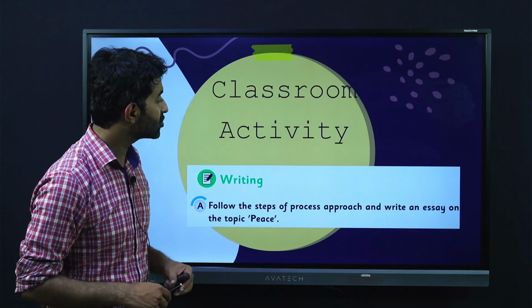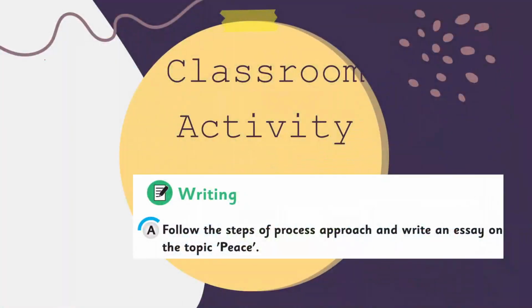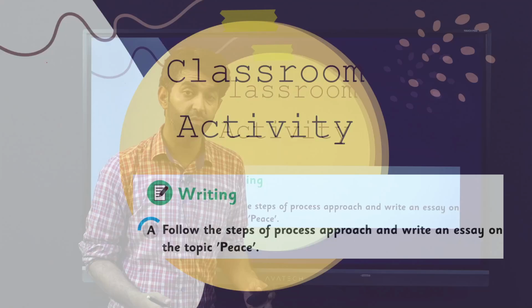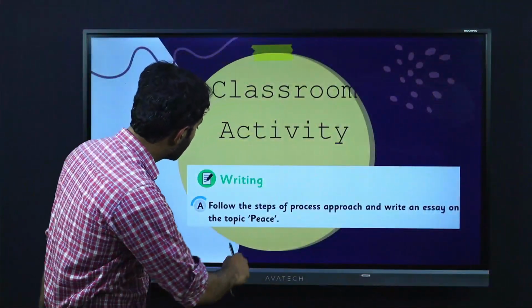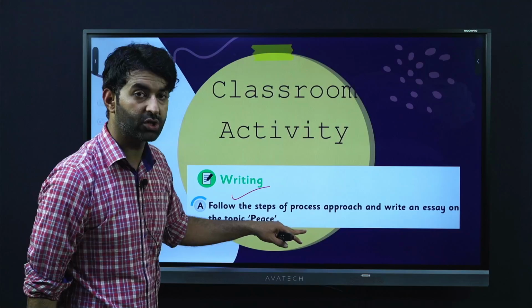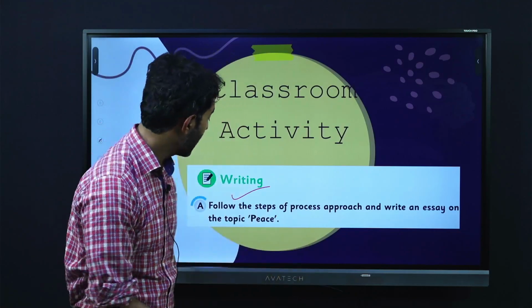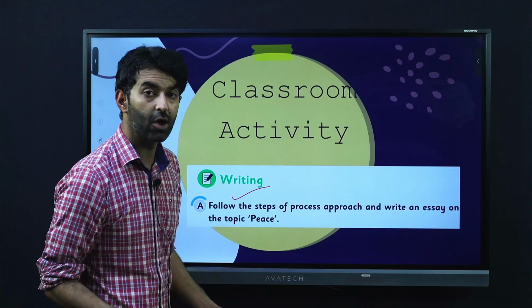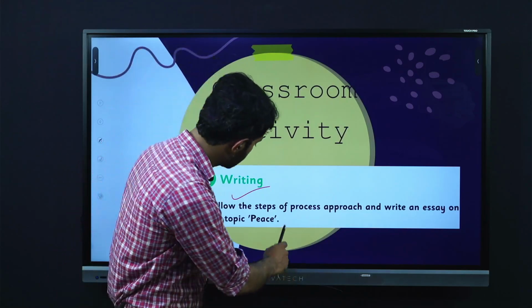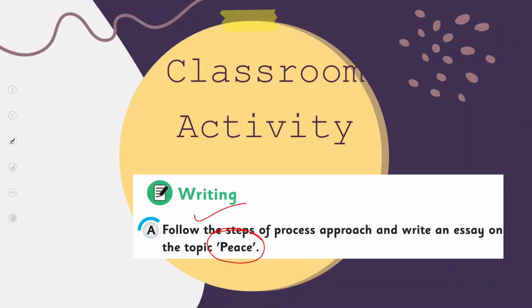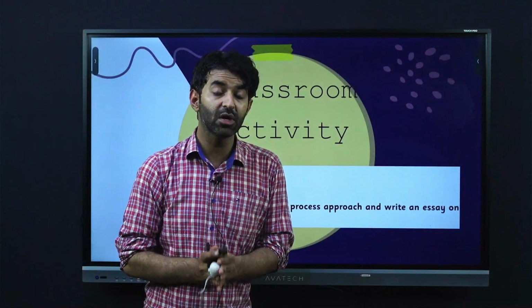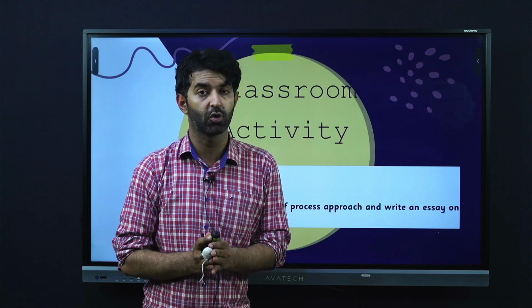Now, for the classroom activity, you can do it later on since we are short of time. You can submit it in the WhatsApp group that we have. Now, you have to follow this process approach that we have learned about today and then write an essay on the topic of peace. Now, it should be an essay and it should be written according to that process approach of writing.